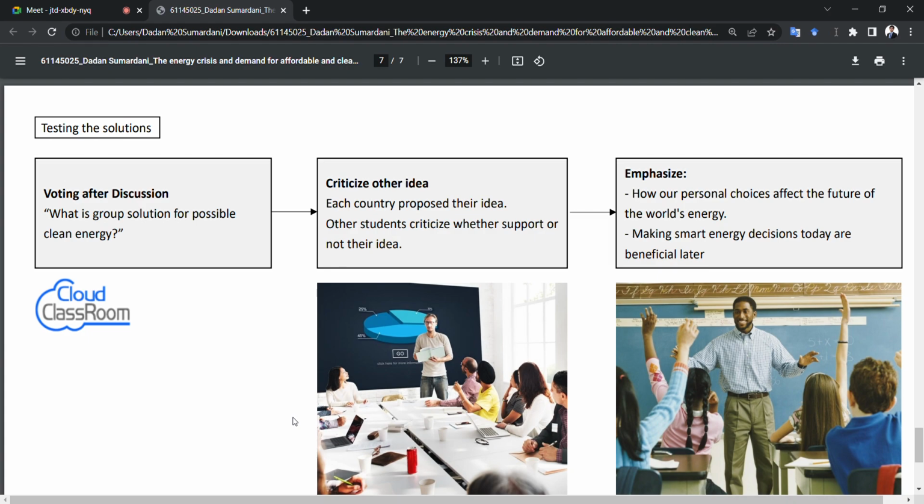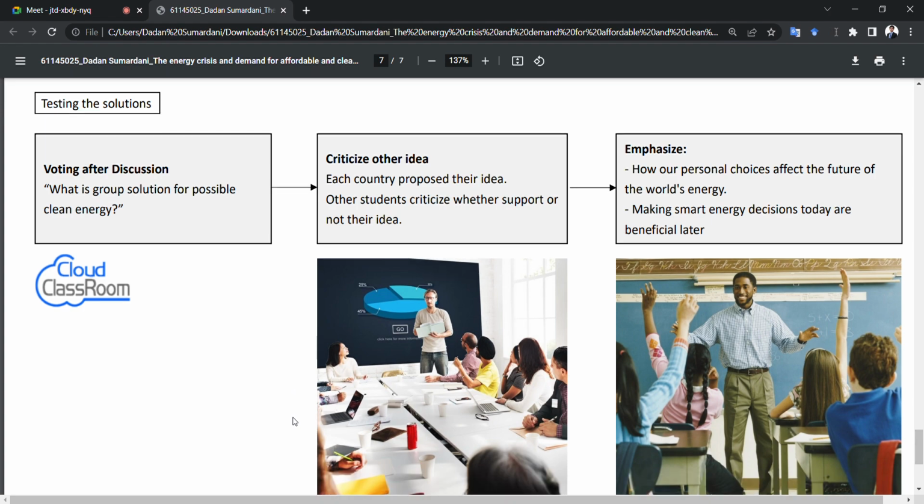So finally, they need to test the solution that they propose. We can decide whether the group solution for possible clean energy of a specific country is suitable or not by voting after the discussion. For example, the group of Qatar will present, okay, our solution will be the solar panel, and then others will vote whether they agree to that solution or not, and they criticize each other. So each country proposes their ideas, and other students criticize whether they support it or not.